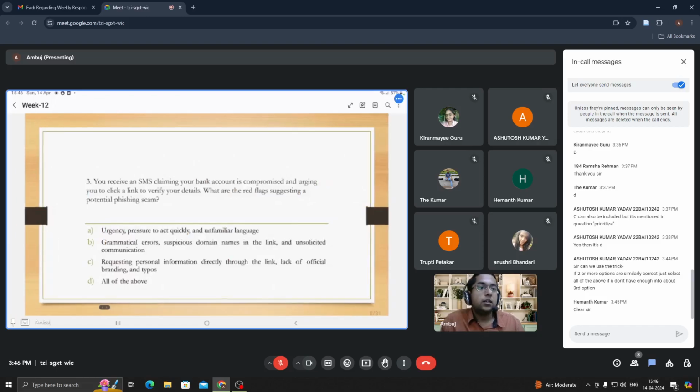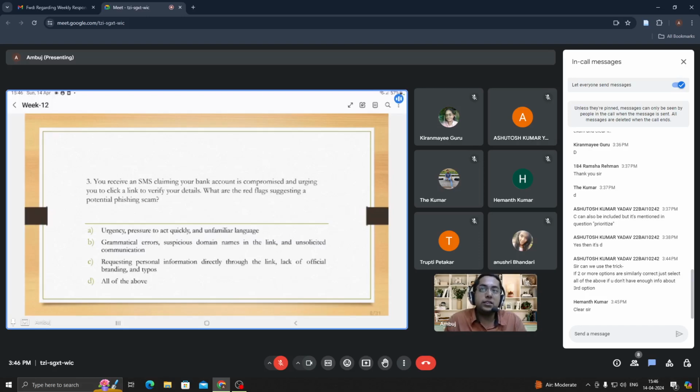Yeah. Third question for the day. You receive an SMS claiming your bank account is compromised and urging you to click a link to verify your details. What are the red flags suggesting a potential phishing scam? What are the red flags? Means the false attributes which you can identify, suggesting a potential phishing scam.